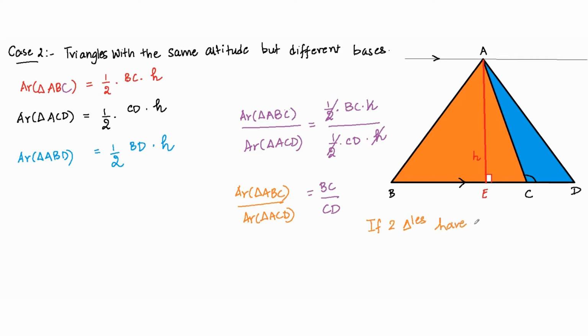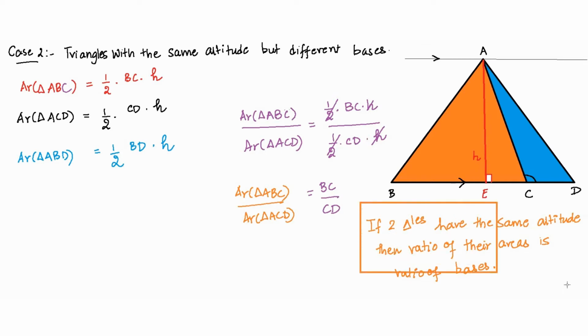have the same altitude, then the ratio of their areas is given by the ratio of their bases, right? So this is the second theorem that we have learned from this particular question.